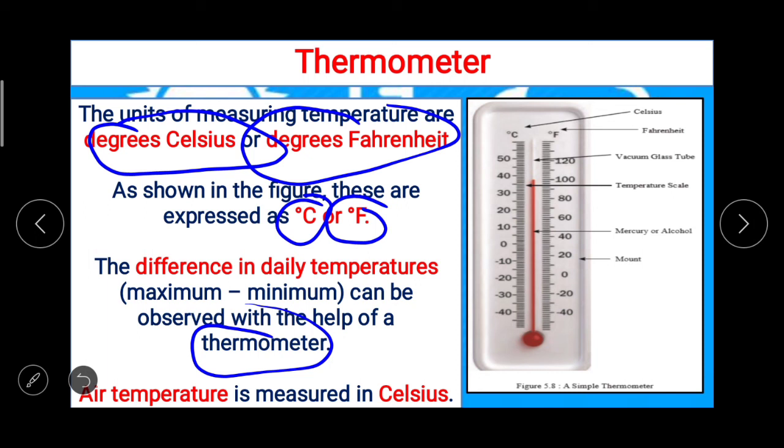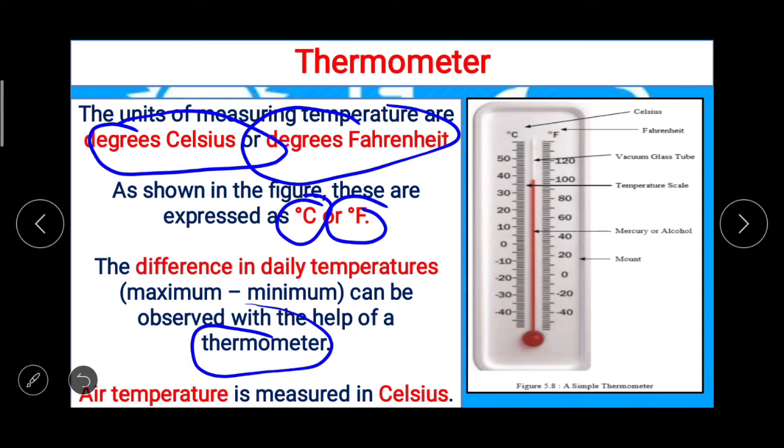Now, on the basis of all this information, very interesting questions are given in our exercise. The first one, A: where am I? The isotherm 0 degree Celsius runs in my surroundings. The mean annual temperature is 25 degrees Celsius around me. And the third one, the mean annual temperature around me is 10 degrees Celsius. So here you have to find out where I am.